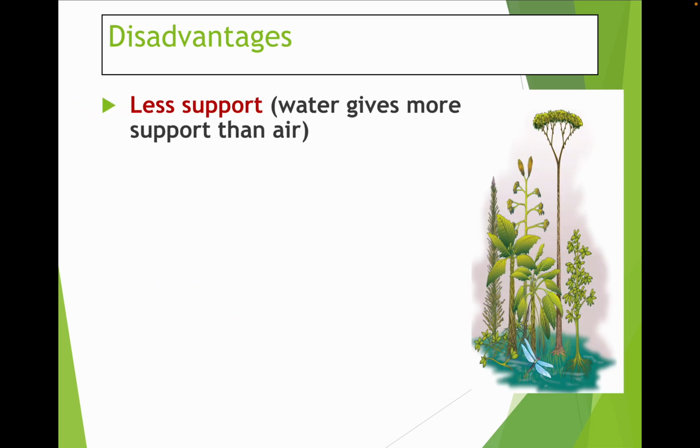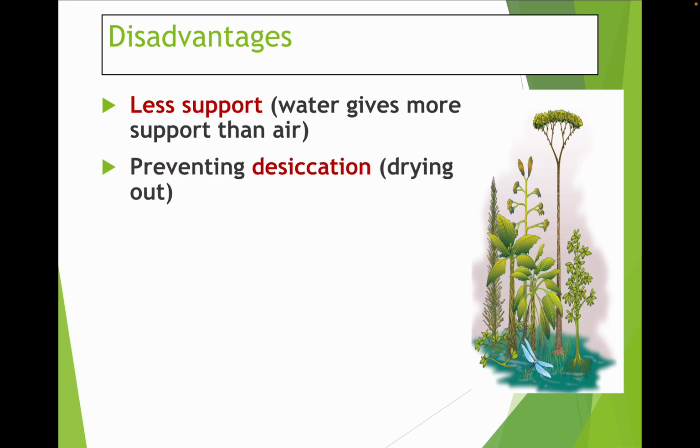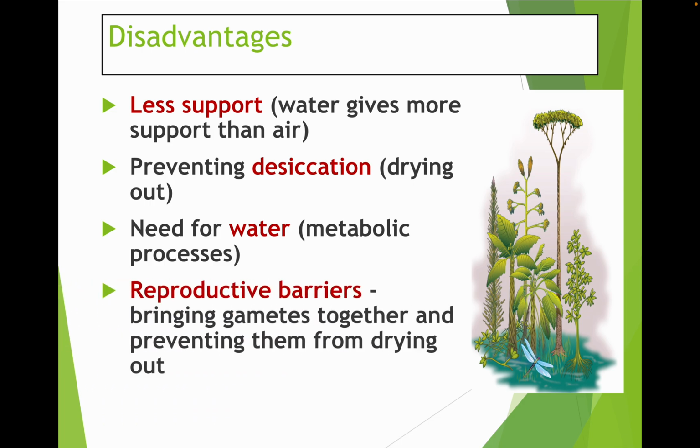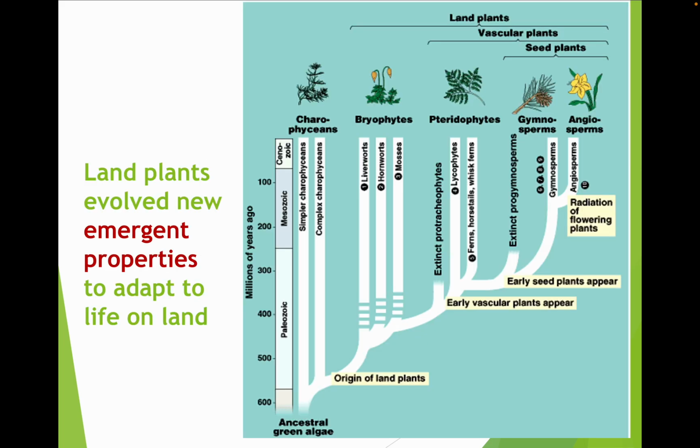The disadvantages: there's less support, since water was giving more support than air. Preventing desiccation, or drying out. The need for water for metabolic processes was really high, so being in the water was an advantage. And then there are reproductive barriers: bringing gametes together and preventing them from drying out. So land plants evolved new emergent properties to adapt to life on land, like all organisms do.